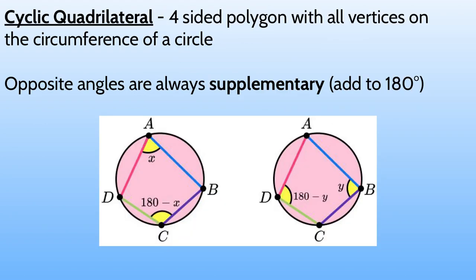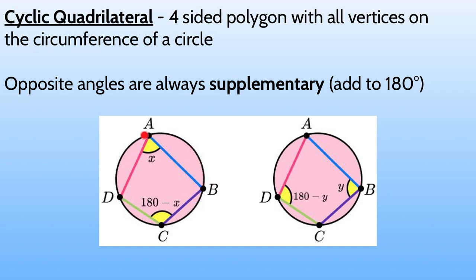So as mentioned before, a cyclic quadrilateral is a 4-sided polygon, that's the quadrilateral part, with all the vertices, all the corners, on the circumference of the circle, so on the edge of it. And then the opposite angles are always supplementary. And the reason for that, we can look at angle A and angle C here. Angle A intercepts arc BCD right here. Angle C intercepts the other arc on the circle, BAD.